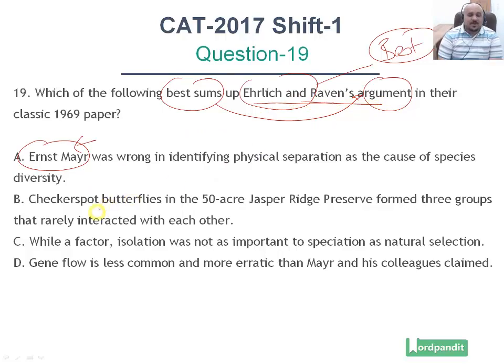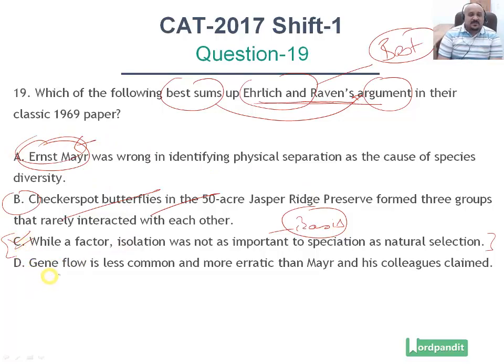There's a divergence now. Checkerspot butterflies in the 50-acre Jasper Ridge formed 3 groups. This is a fact. This is not the summary for their argument. This is not the basis for Ehrlich's and Raven's argument. So this is just a fact in the passage, ruled out. While a factor, isolation was not as important to speciation as natural selection. Now this is the basis upon which Ehrlich and Raven's argument is based, right? So this is the basis upon which they operate, and this is what helps them cancel out Ernst Mayr. Hence this is the correct answer.